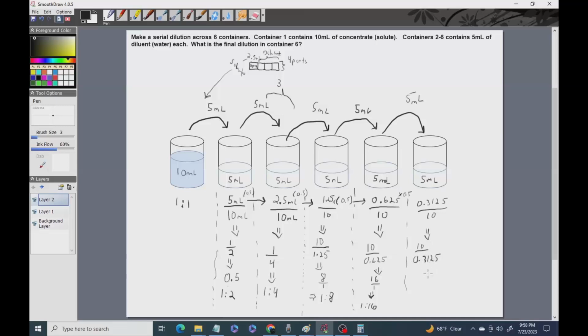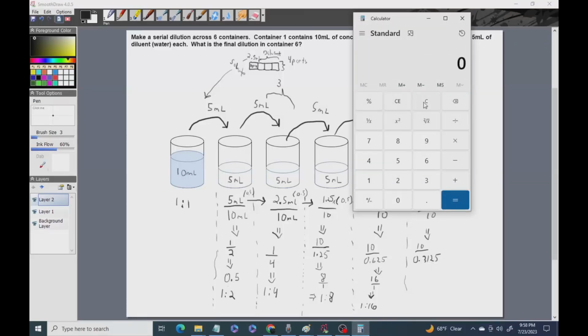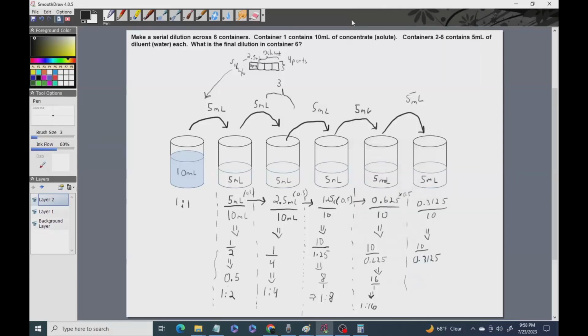Again, we can divide 10 by 0.3125, and let's pull that up real quick. 10 divided by 0.3125 is equal to 32. So that's 32, or 32 over 1, which is equal to a 1 to 32 dilution. So ultimately we end up with a final dilution of 1 over 32 once we go to container 1, 2, 3, 4, 5, 6. So yes, container 6 gives us a 1 to 32 dilution.